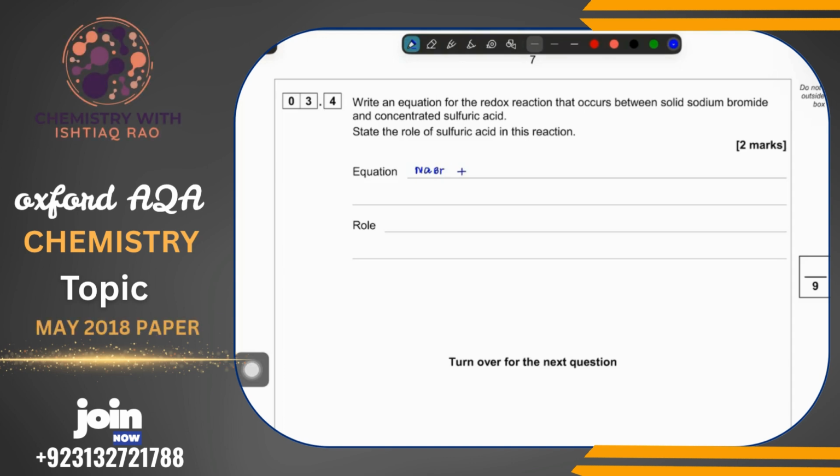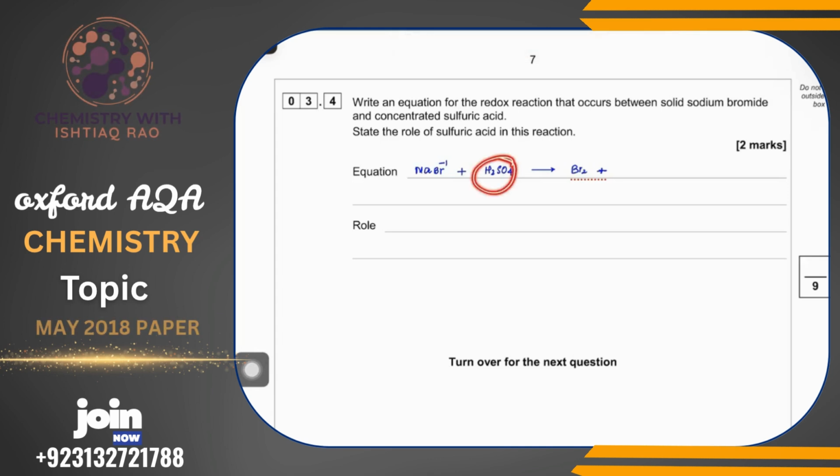Since this is a redox reaction, I can say H2SO4 acts as an oxidizing agent. It will oxidize the bromide, which is negative in this case. Oxidation is the loss of electrons, so Br- will lose electrons and give you Br2 having no charge. So this is oxidized since sulfuric acid is an oxidizing agent, and sulfuric acid itself is reduced. In sulfuric acid the oxidation state of sulfur is plus 6.